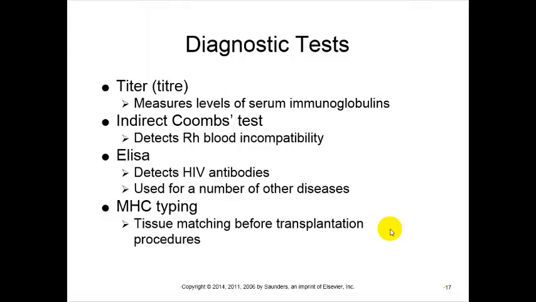We can use an ELISA, which is basically an enzyme-linked immunosorbent assay, where we label the different antibodies, and we can see if they're there. Okay? So it detects the HIV antibodies. Then we can also do typing of the major histocompatibility complex, which is, remember what I told you, self versus non-self. Okay, and we do this before a transplant to make sure that the major histocompatibility complex matches up as best as possible.